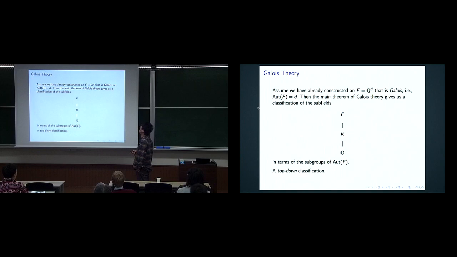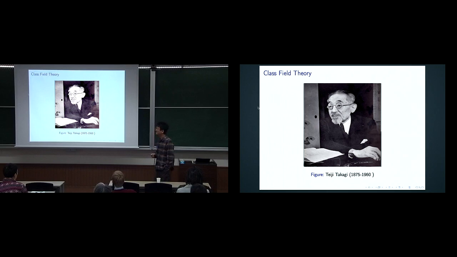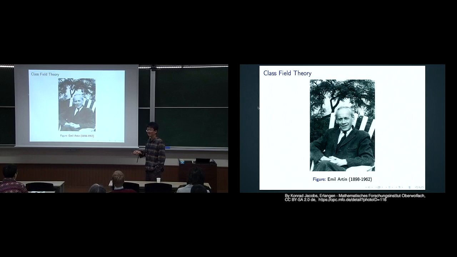Now, the second part of this more or less historical progression is class field theory. This is a photograph of Takagi, who was one of the founders of class field theory, and another founder was Emil Artin. We often refer to it as Artin-Takagi class field theory, or should it be Takagi-Artin class field theory? Anyway, what did they do in their work?